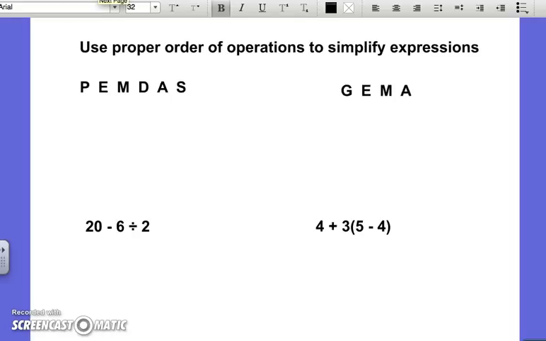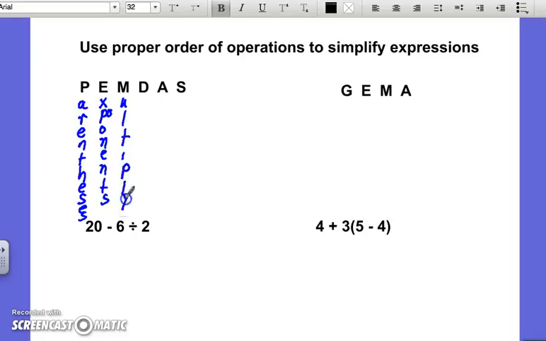Next one, using proper order of operations to simplify expressions. You remember from the past that there were a couple of ways you were taught. You were either taught PEMDAS, remember this one? This is parentheses. And then you had exponents. And then we had multiply.